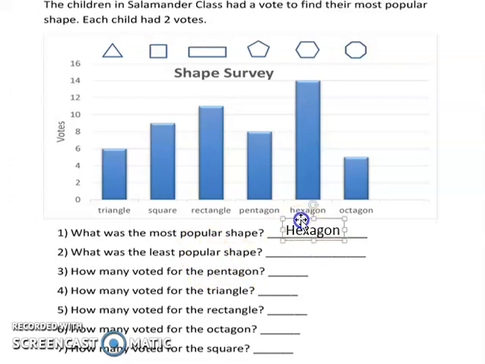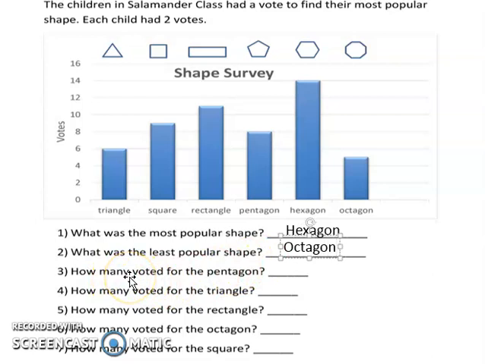Hexagon. And then the next question is, what was the least popular shape? The least popular is the octagon. Why? This is the smallest number and the smallest bar here. So I will write here octagon.